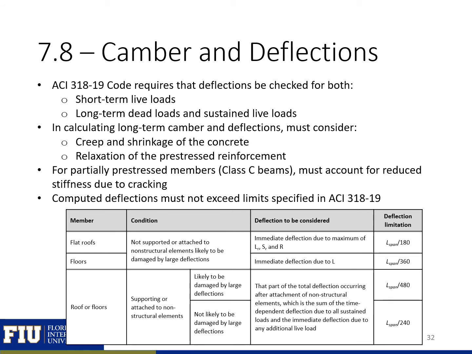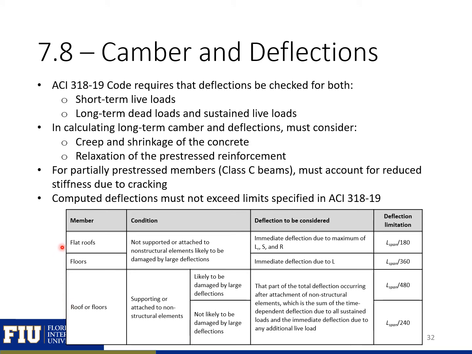On the next couple slides, we're going to talk about how to estimate and calculate our camber and deflections, and also look at some of the ACI 318-19 camber and deflection requirements. So you can see here a table, and our computed deflections must not exceed these specified limits from ACI 318. So you can see the deflection limits are based on the member type.